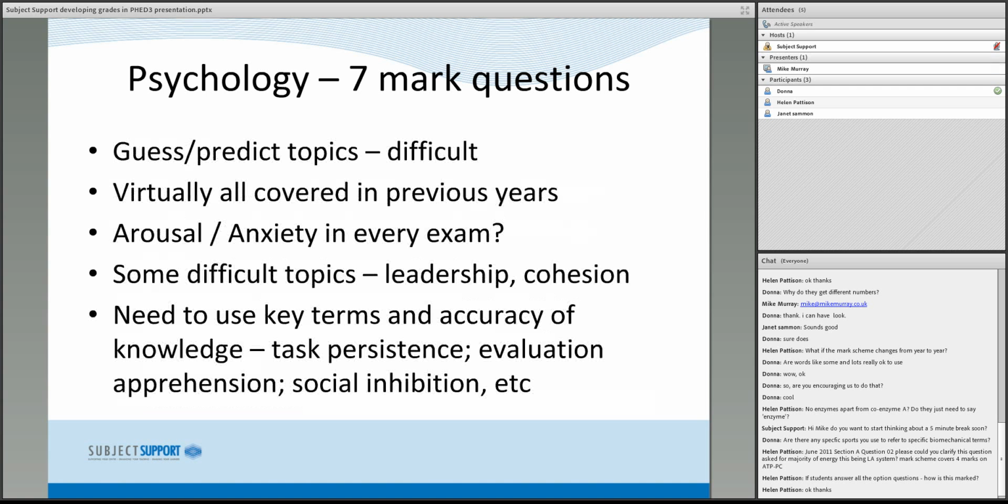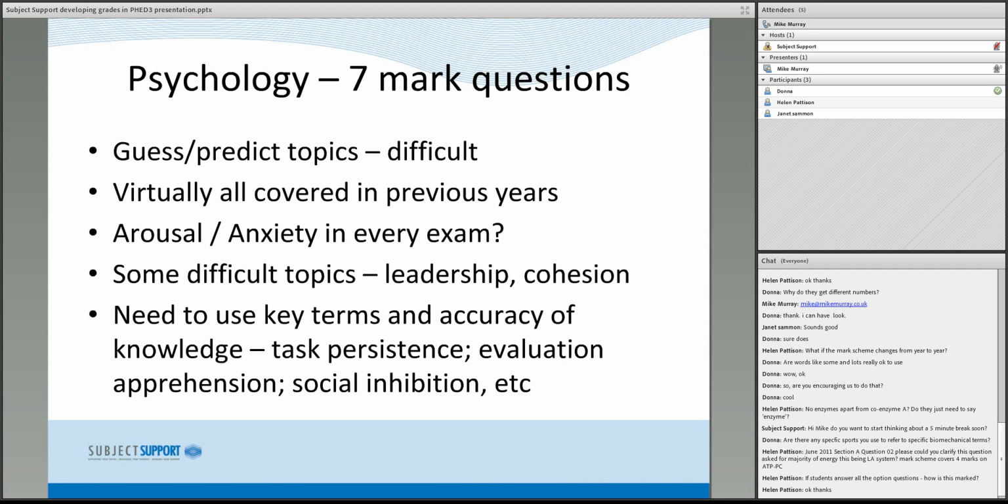Okay. Psychology 7-mark questions are really hard to predict topics for. Virtually every topic area has been covered. If you look at a grid that tries to cover what's been done, that PHED3 analysis of past papers that's in the Dropbox, I think now after the 2014 paper you'll have to add to that, because I haven't done it yet. Everything's been done. Arousal and anxiety seems to come up every year.